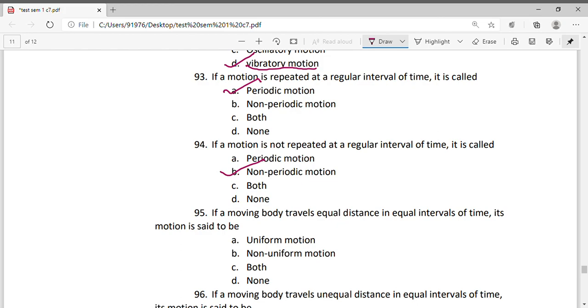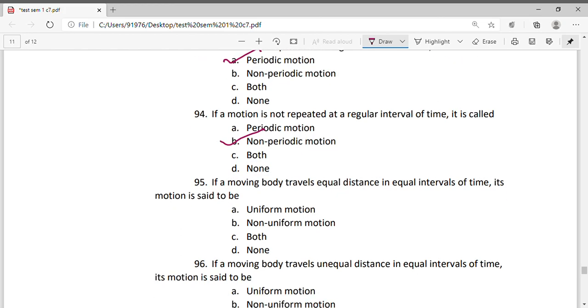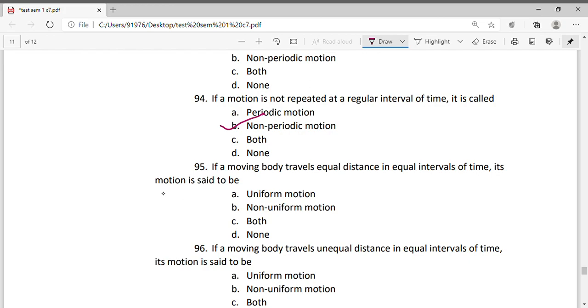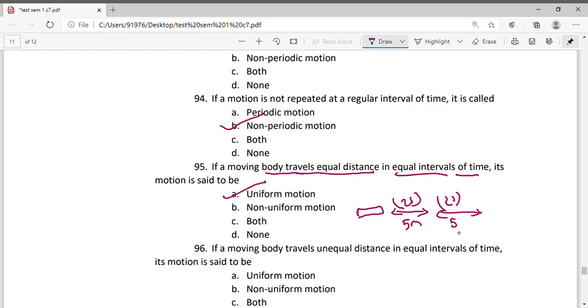If a moving body travels equal distance in equal intervals of time, the motion is said to be uniform motion. The example would be a toy car, which was traveling equal distances in equal intervals of time. For every 2 seconds, it was traveling a distance of 5 meters, I suppose. So such a motion would be a uniform motion.